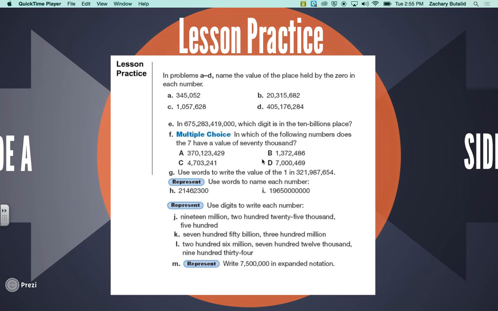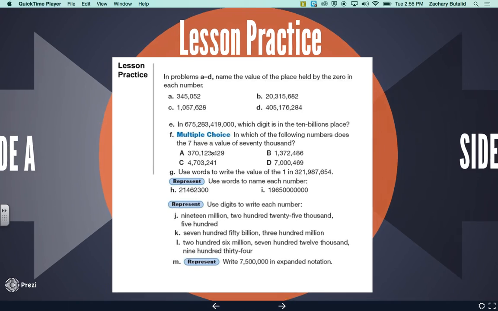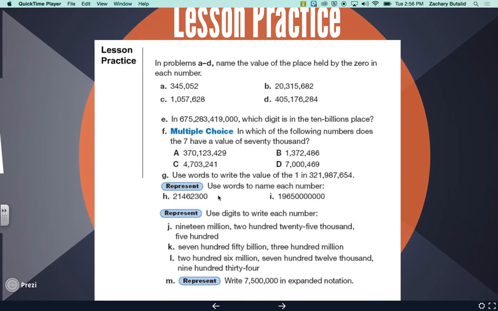And then letter F, which of the following numbers does the 7 have a value of 70,000? Figure out where 70,000 is on the place value. Where's the thousands comma? Okay, and 70 is a 10, right? So we got to figure out where the 7 is. There's a 7 in the 70,000. Remember, the first comma is the thousands comma. Hint. Okay, oops. There you go.